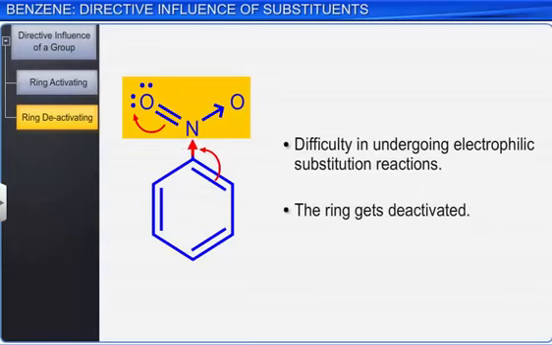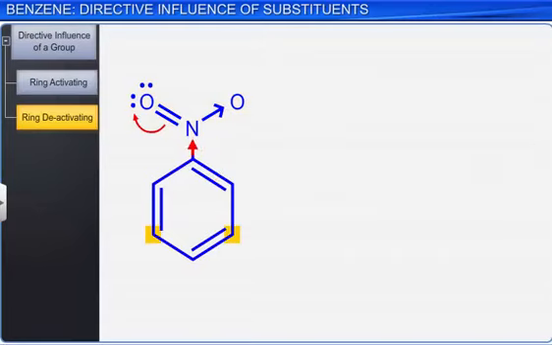In the presence of the nitro group, the electron density at meta position is comparatively higher than the electron density at other positions, and thus the incoming electrophile is directed to the meta position.